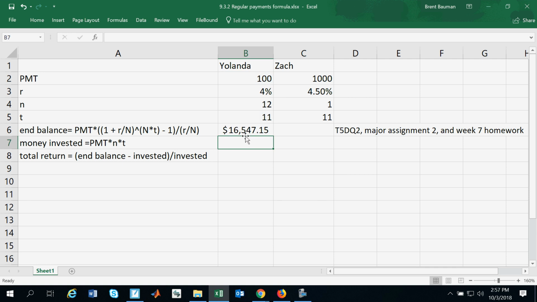So Yolanda's going to end with $16,547.15 at the end of that 11 years. If we're trying to figure out how much money was invested, this is how much she deposited throughout the 11 years. That calculation is equals her monthly payment times the number of times each year, she's doing it every month, times the number of years. So she invested $13,200.